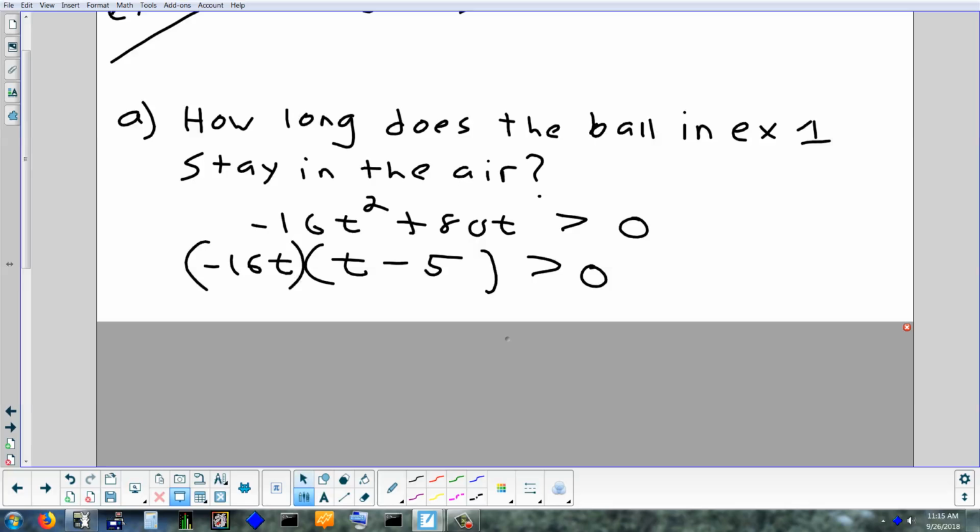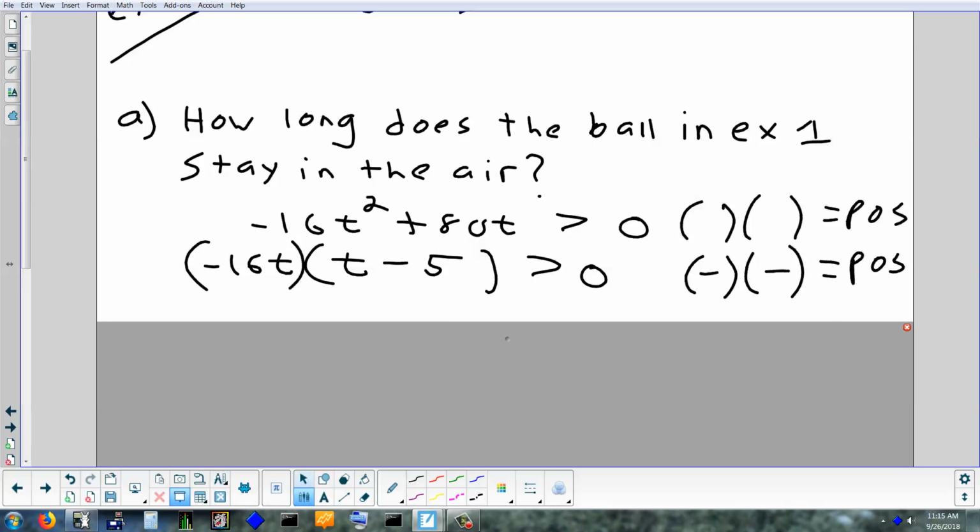You have two things being multiplied together, and it's greater than 0. What's one way you could multiply two things together and get a positive, greater than 0? You could do a negative times a negative, that's a positive. Or what else could you do? Positive, positive. Now, only one of those situations makes sense here. Does anyone see which situation it's going to have to be? Yep, Kai? Negative, negative. It has to be negative, negative.